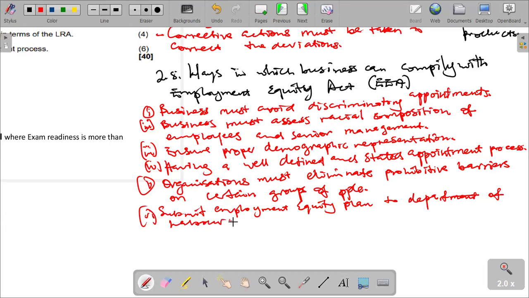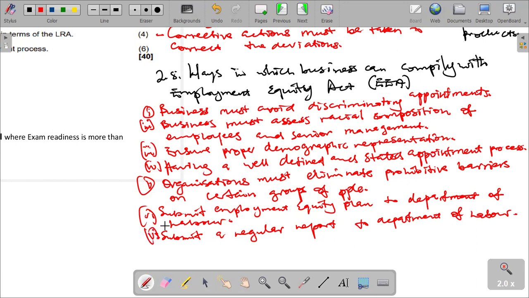And then just to add on that, we can as well provide a regular report to the Department of Labor on progress in implementing the plan, specifying how the organization or business is meeting up with the expectations that are asked of them. And there are of course many other points that can be given there.